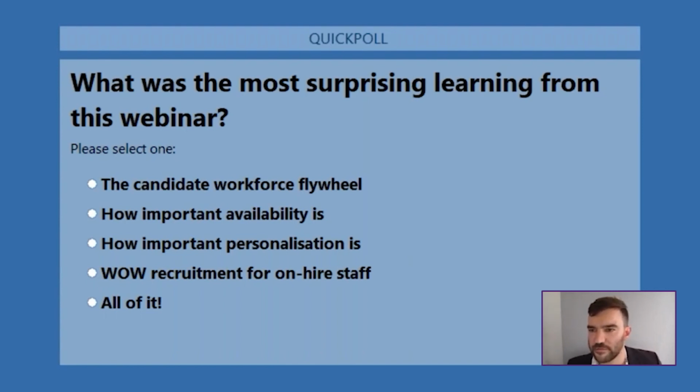So we have 61% of votes, a bit more. We've got a little bit for availability, a little bit for personalization. The wow recruitment, 20%. The flywheel was very interesting for 20% of people. And 45% thought all of it, which I will take.